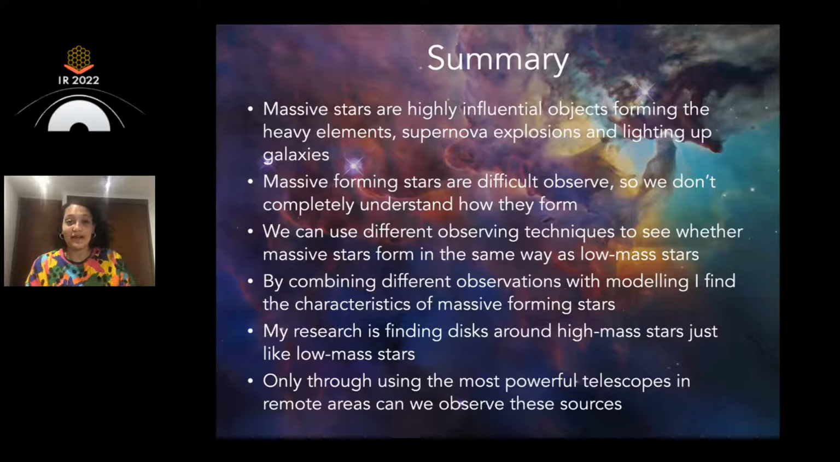Just to summarize quickly, I've talked a bit about massive stars, why they're cool, from creating the elements that we're made out of to creating huge explosions and to lighting up whole galaxies. I talked about how they're kind of difficult to observe, so we don't really understand how they form. But I've also talked about how we can use different telescopes and different observing techniques to get new information on these sources and to probe the little details of them.